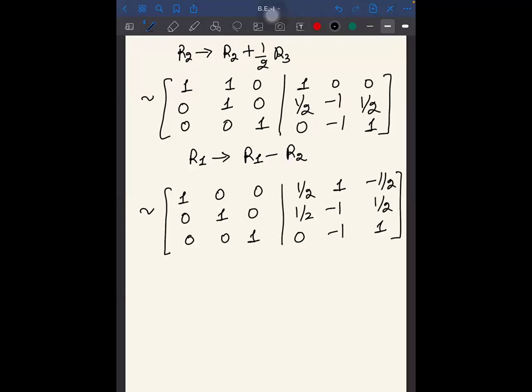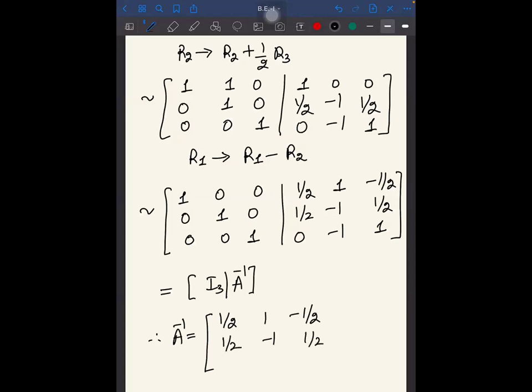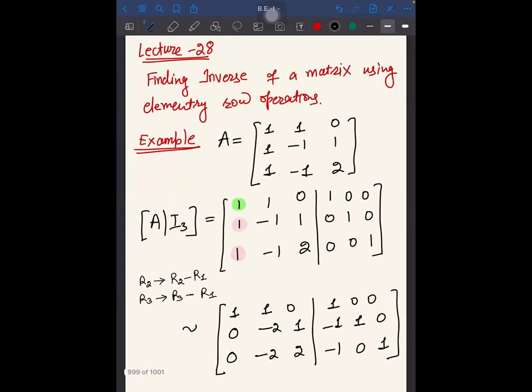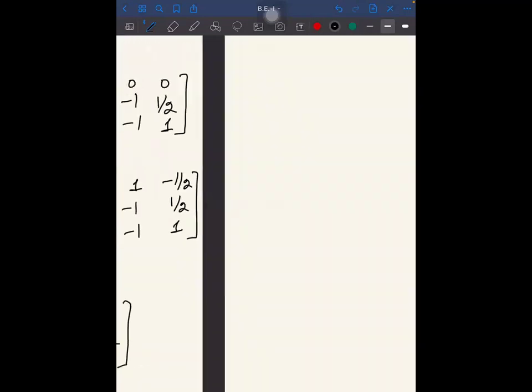So now this should be equal to the identity on the left hand side of this matrix and A inverse on the right hand side. So this part will give us A inverse. That means our A inverse is nothing but half 1 minus half, half minus 1 half, 0 minus 1 1. Yes, sir. Is it easy? Okay.